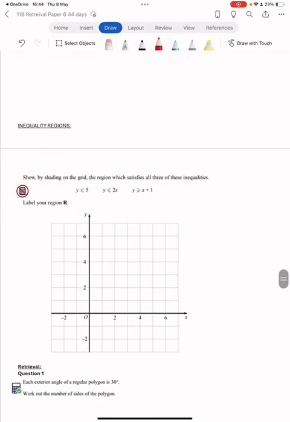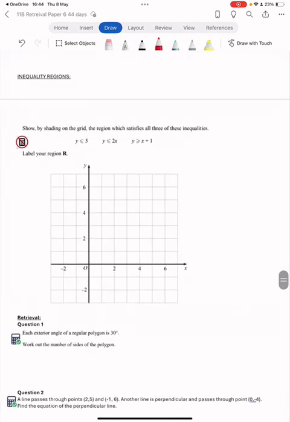Next things, this is higher only, is inequality regions. And these questions can be quite tricky. But what we're going to start by doing is look at the inequalities that they've given us, and plot them as equations of lines. So y is less than or equal to 5, we're going to start by plotting y equals 5. That goes through the y-axis at 5, and you must label the lines that you plot. Next one, y equals 2x.